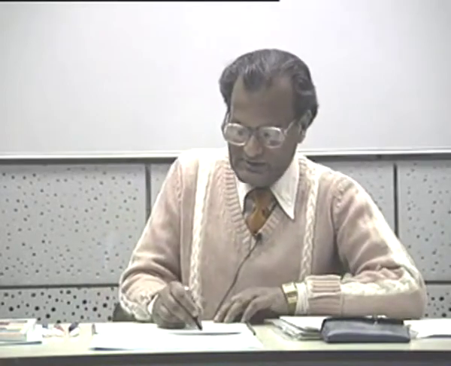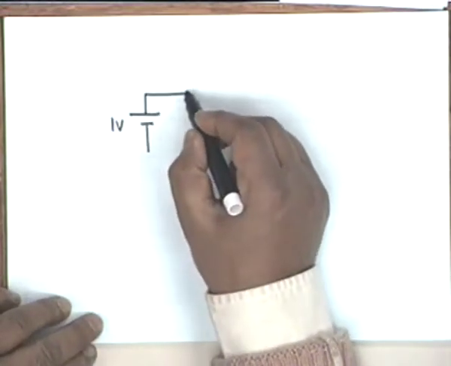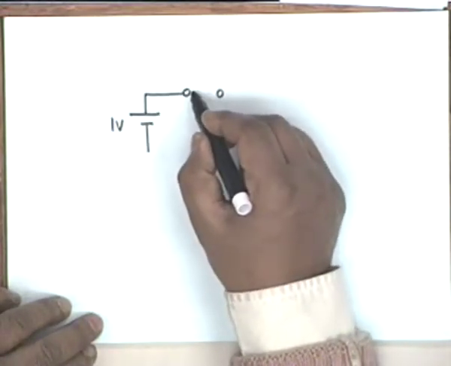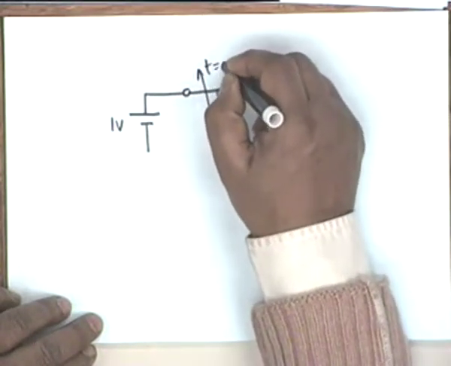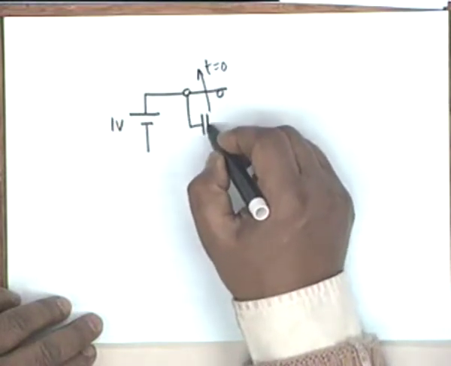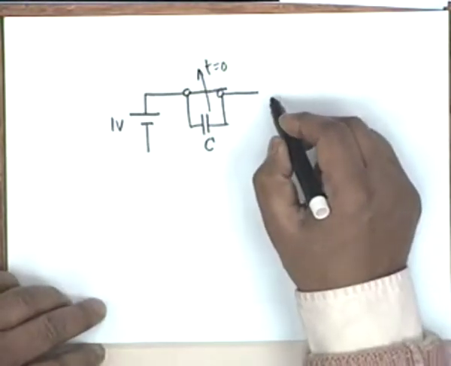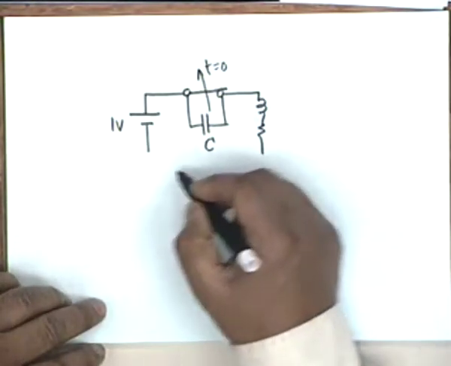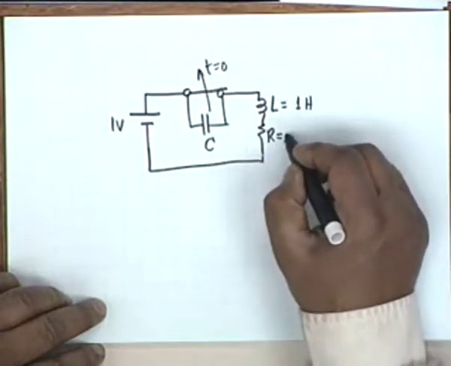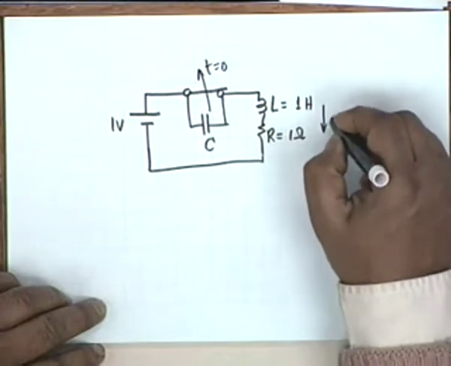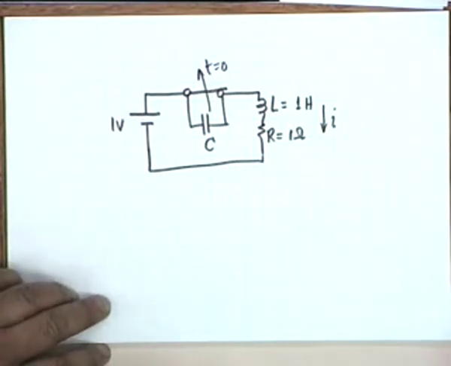Now let us look at a slightly tricky situation. We have a 1 volt battery, and there is a switch here which is opened at t equal to 0. This switch is shunted by a capacitor C. Then we have an inductance L and a resistance R, L equal to 1 Henry and R equal to 1 ohm. It is this current that we are interested in, current I for t greater than or equal to 0 plus.